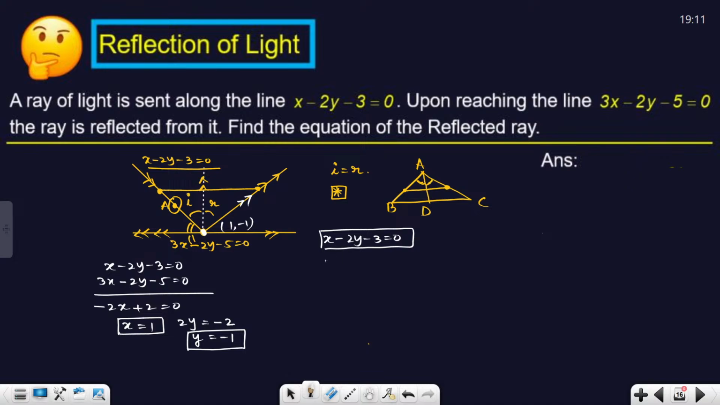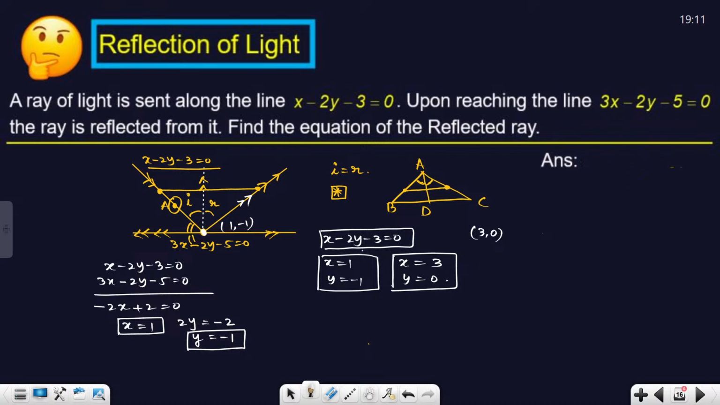What will be the point? Very simple, I can take x as 1, y as minus 1. Oh, I'm sorry, this point is actually the intersection point, so we have to take some other point. Let us say x is 3 and y is 0. You see, x is 3, y is 0, it is satisfying the incident ray. So (3, 0) is a point on the incident ray.